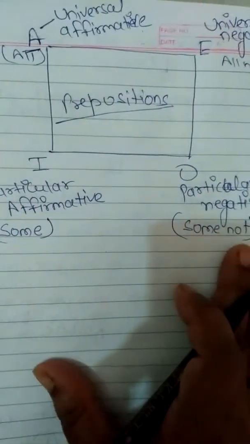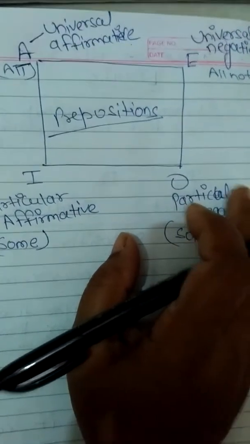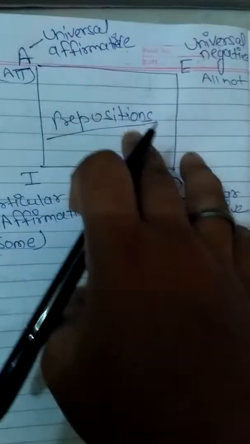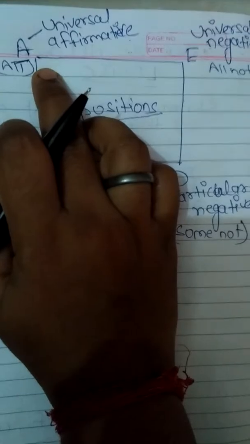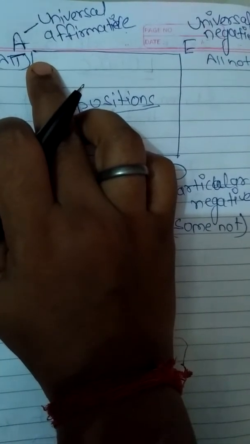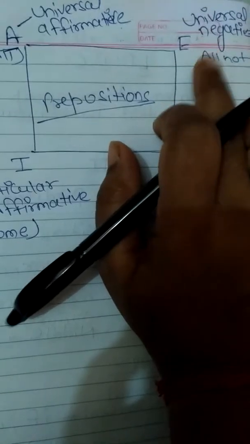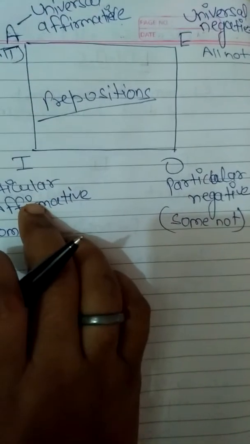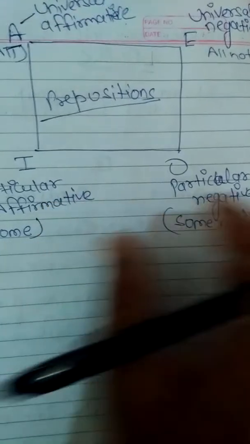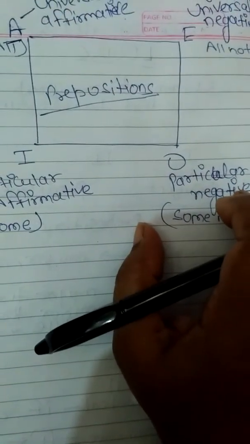In all the syllogisms in which we check valid or invalid syllogism, we consider the distribution of terms in the propositions like this. In case of an A proposition, only the subject is distributed. In case of an E proposition, both subject and predicate are distributed. In case of I, neither subject nor predicate is distributed, and in case of an O proposition, only the predicate is distributed.